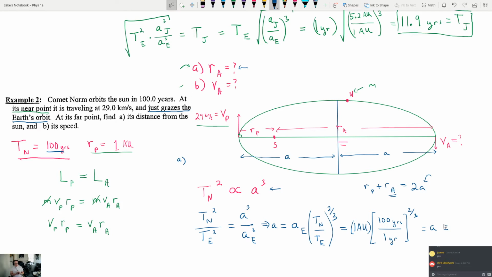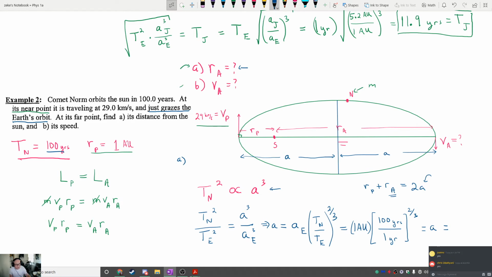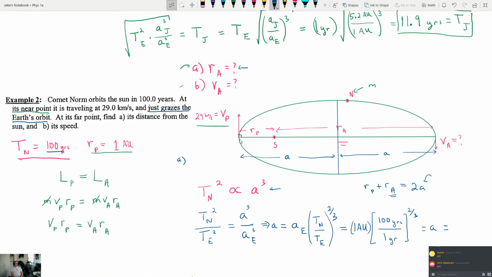So we take 100 to the 2/3 power. I have no idea what that is. We get 21.5, which is a really big number. That means that from this point to this point, it's like 42 AU, 43 AU. So this is 21.5 astronomical units. Okay, if that's A, like we said, we can then come back and use that equation to solve for RA, because we know what A is now.